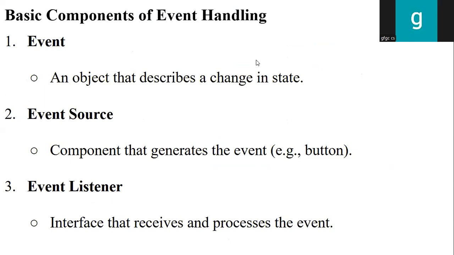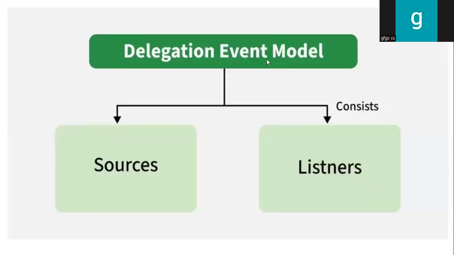Basic components of event handling. First, we have the event object that describes the change in the state. Event source is where the event is happening, the component that generates the event, for example a button, mouse, scroll bar, or window. Event listener interfaces receive and process the events. Why do we need the event listener? To receive the events and process those events.